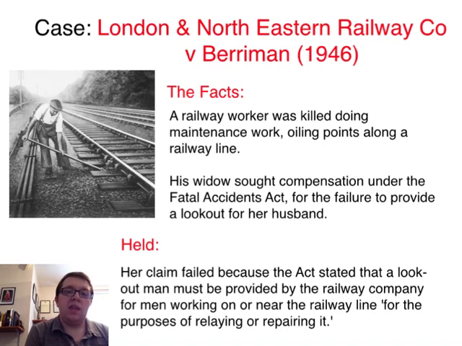However, when the court actually looked at the Fatal Accidents Act and the words in the Act and their literal meaning, her claim, i.e. the widow, failed because the Act stated that a lookout man was only needed or should only be provided by the railway company for men working on or near the railway line for the purposes of relaying or repairing it. Now, as I said, because her husband was simply oiling points on the line and not relaying or repairing it, as the Act stated, she was denied her compensation.